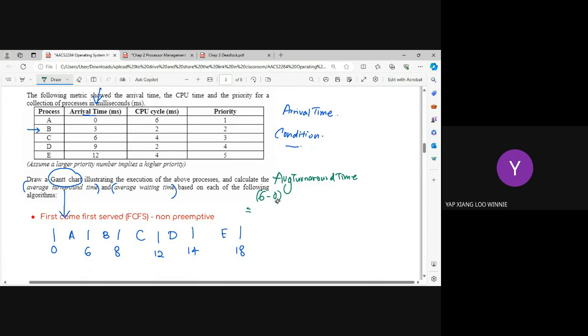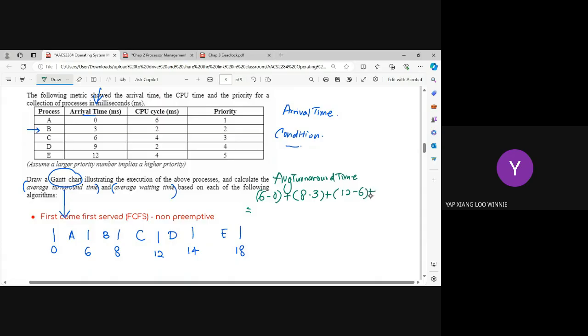And we're going to add the process B. Now process B ended at 8 milliseconds, and it actually arrived at the 3rd millisecond. And process B is done. Now we go to process C. Process C ended at 12 milliseconds and it actually arrived at 6 milliseconds.